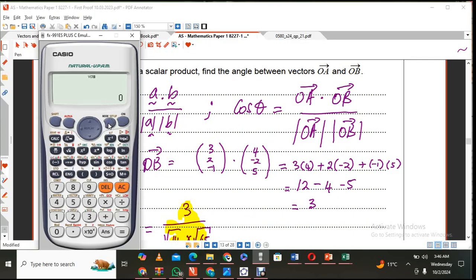And then I'm going to go again back to the mode, and I'm going to choose 8 again. So I'm going to choose vector B, that is number 2. And it's still a vector in 3 components. So it's 4, negative 2, 5. Okay, so now we know what the vectors are, and we can directly find this.